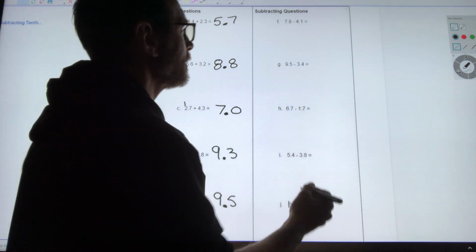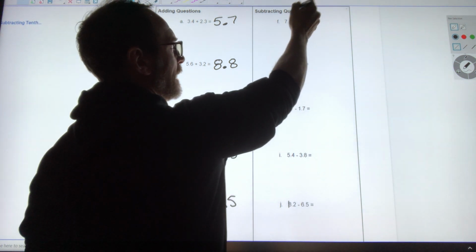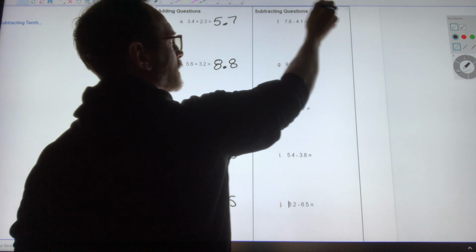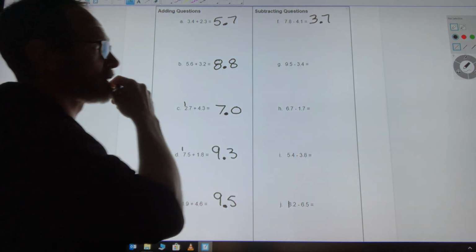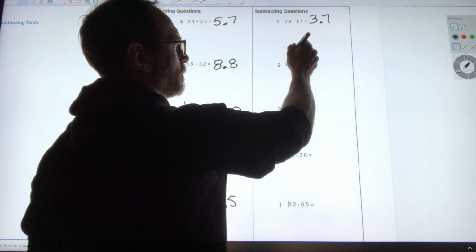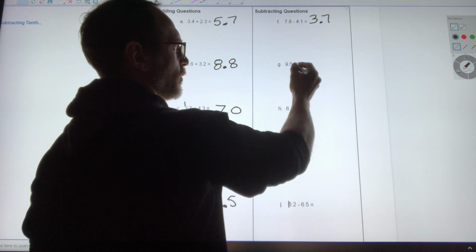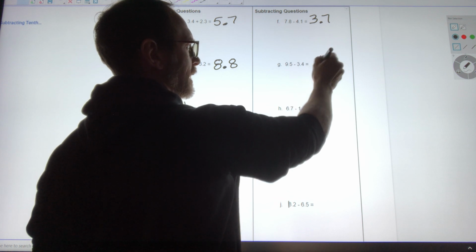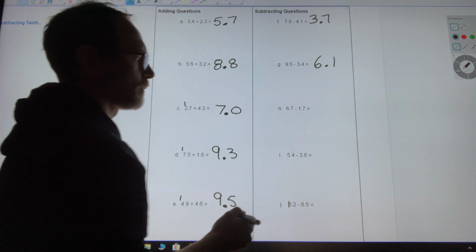For subtracting, I have 8 minus 1 is 7, and 7 minus 4 is 3, so 3.7. For 9.5 minus 3.4, I'm going to say, well, 5 minus 4 is 1, and 9 minus 3 is 6, so my answer is 6.1.